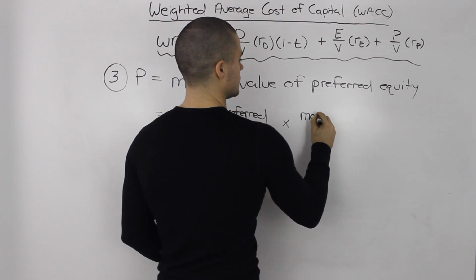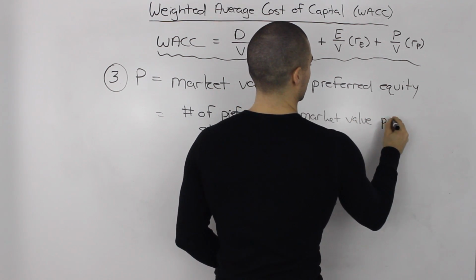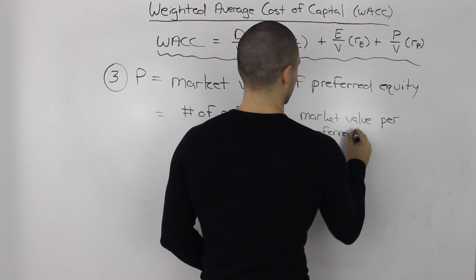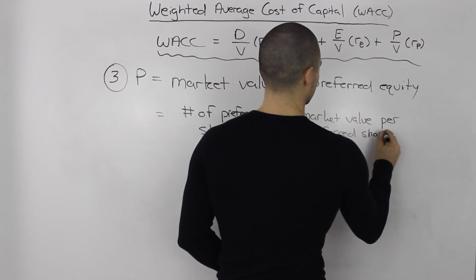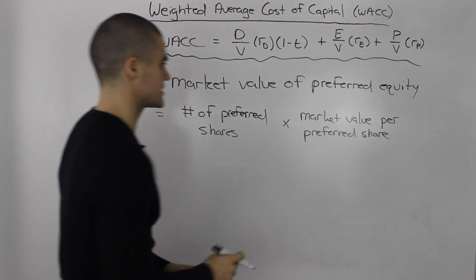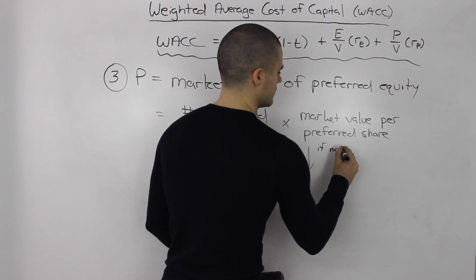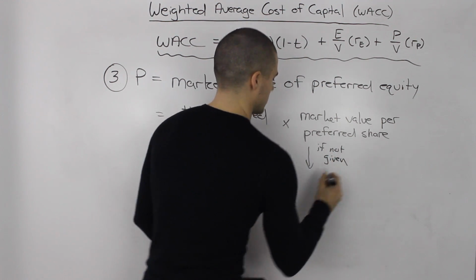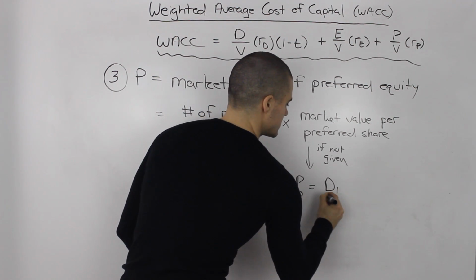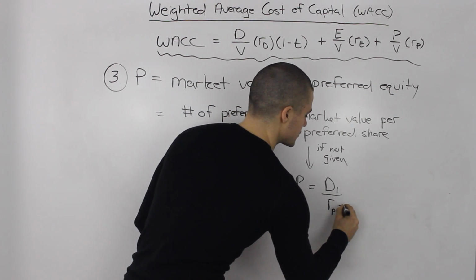times the market value per preferred share. And finding the market value per preferred share is pretty easy. Sometimes it'll be given, usually not though. So if it's not given, basically the price is equal to whatever the dividend is, usually the dividend will be constant and won't be growing, over RP, which is your return on preferred.